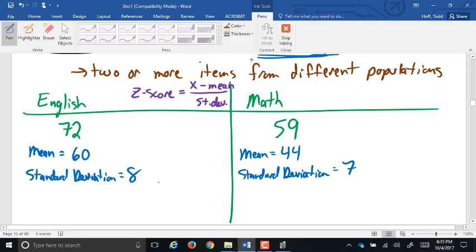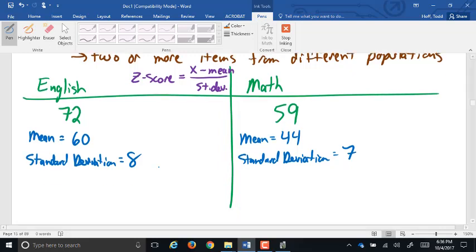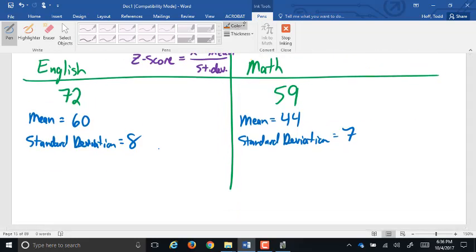When we look at this, on your English test, you were 12 points above the mean. On your math test, you were 15 points above the mean. Does that mean you're better at math? Not necessarily, right? What we have to do is calculate that Z-score. The standard deviation allows us to measure how far above the mean we are. And that Z-score is the tool that gets us there.